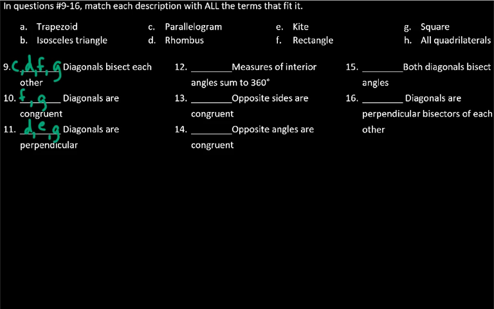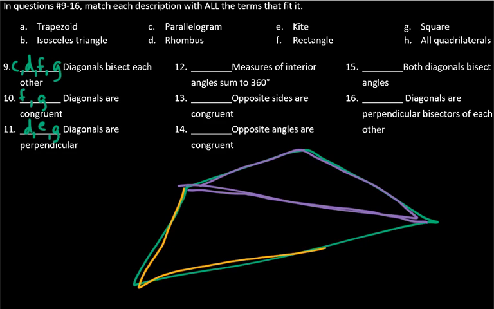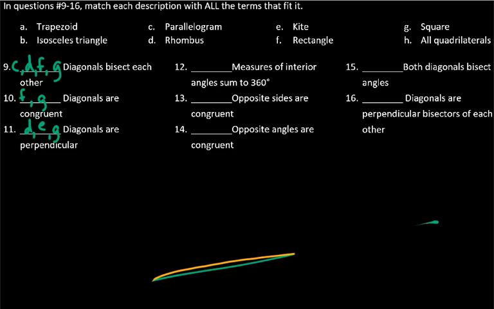Measures of interior angles sum to 360. Yeah, no matter what kind of quadrilateral you have, you can always cut it into two triangles. Each of those triangles will have interior angles that add to 180. So the interior angles of all quadrilaterals add to 360 degrees. So that's going to be H.